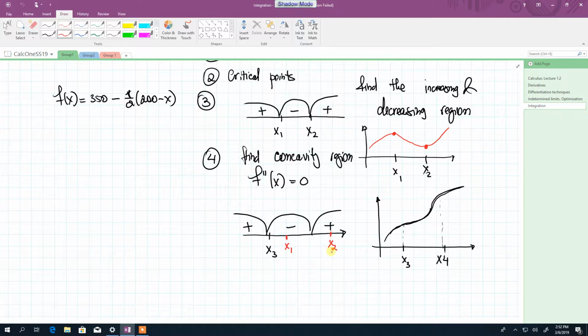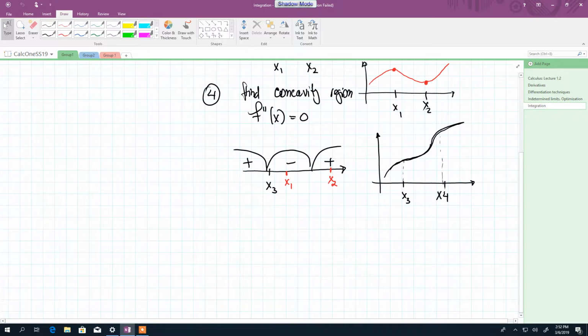Should we do an example? Sometimes you might get plus, plus, plus, for example. Yes, so depending on your function. For example, sometimes it might be minus, minus, plus, or minus, plus, plus.